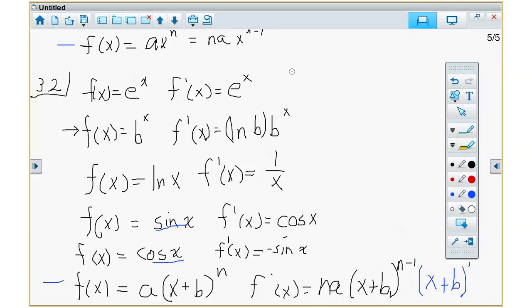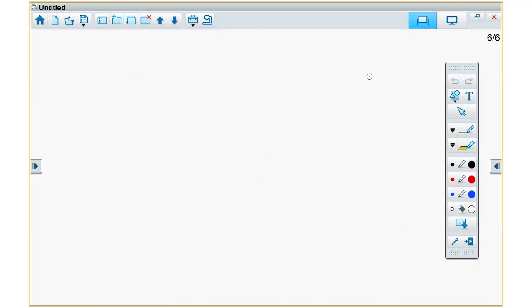All right, so let's do one. Let's start with the chain rule. 2 times x squared plus 6 raised to the 5th power. That's about as basic as you get right here. You'll get a bunch of these on homework, 5 or 6.